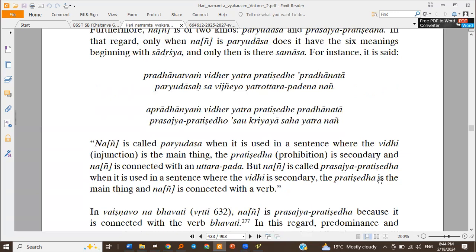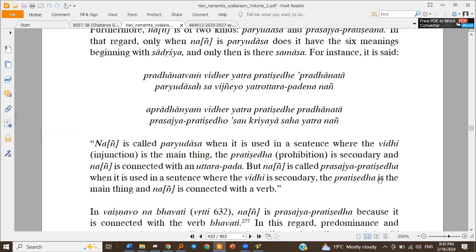So na is called paryudasa when it is used in a sentence where the vidhi, injunction, is the main thing, vidher yatra pradhanata. The pratishedha is secondary, and na is connected with an uttarapada. But na is called prasajya pratishedha when it is used in a sentence where the vidhi is secondary, the pratishedha is the main thing, and na is connected with the verb. This is very important actually.